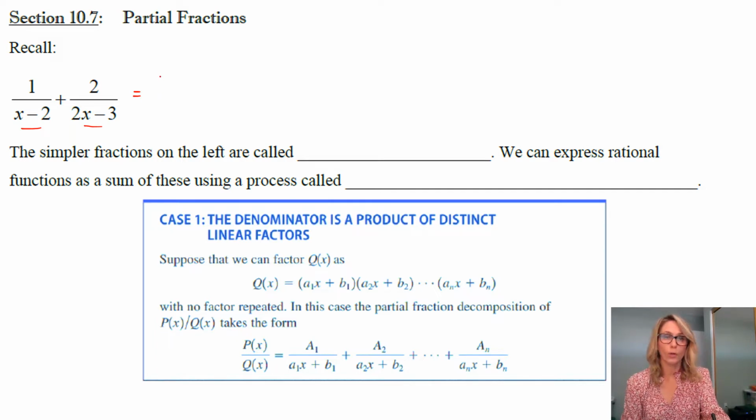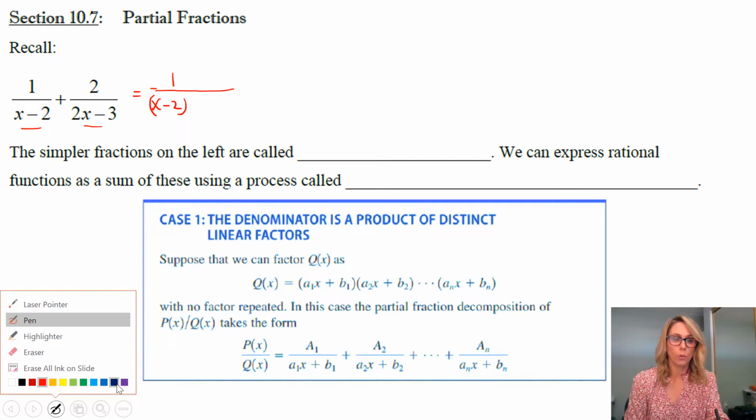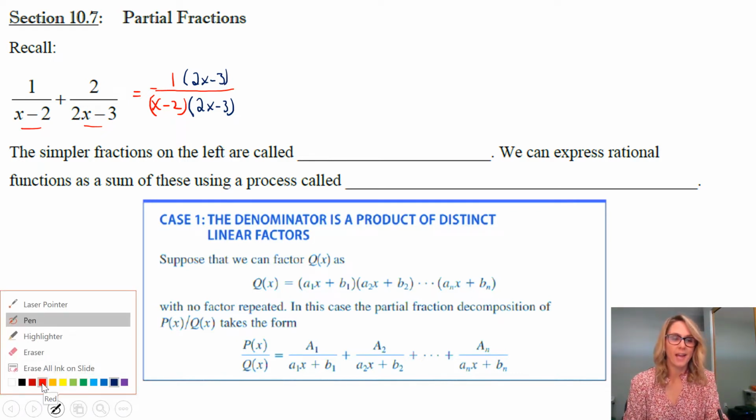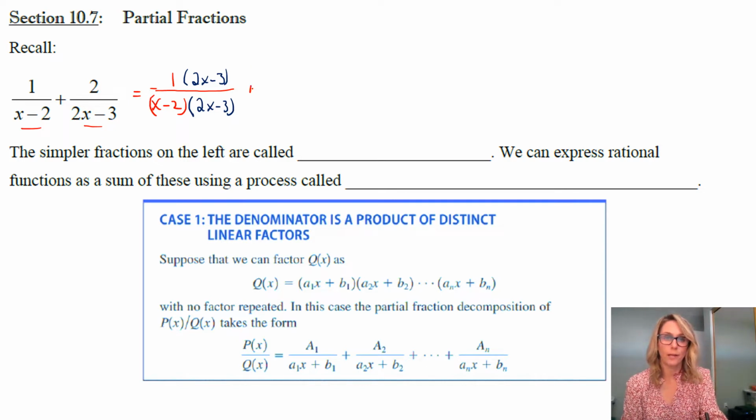So in order to add these two fractions, we need to give each one of them the denominator that they don't have. So what I mean by that is that the first fraction there with the denominator x minus 2 will need a numerator and denominator of 2x minus 3. Understand that what I'm doing to this fraction is simply multiplying it by 1. And because of that, I am not changing it fundamentally, and that's what allows me to do this. I do the same thing with the other fraction.